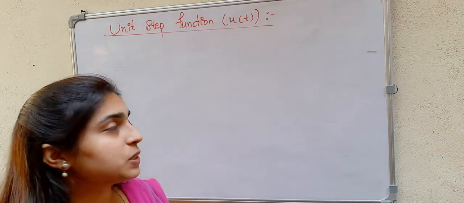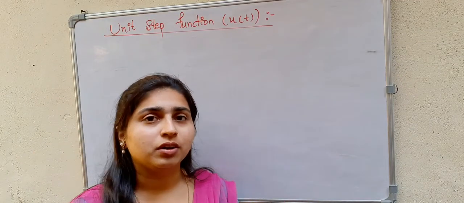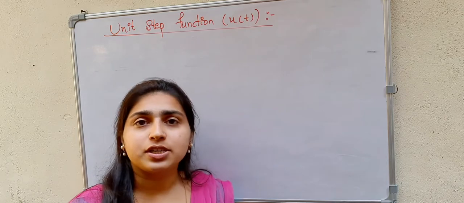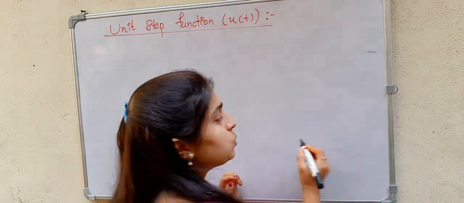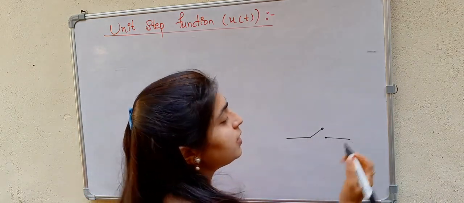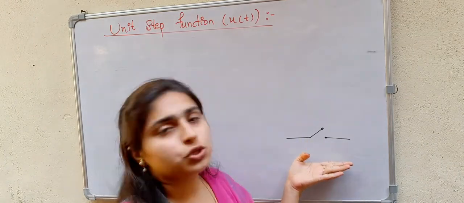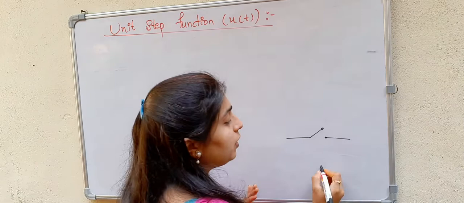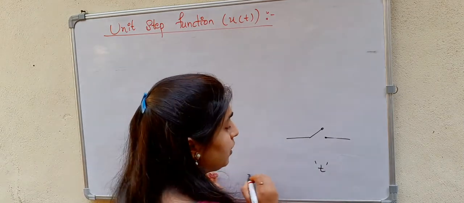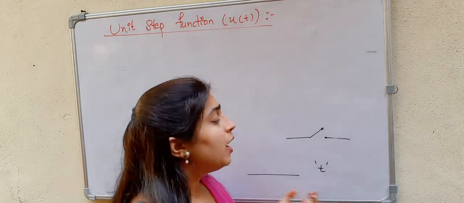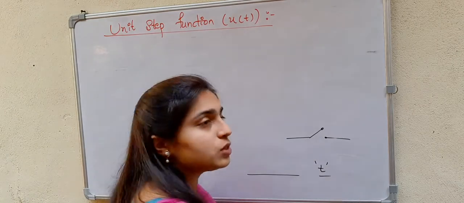In this video, I will explain the unit step function. Consider an electric circuit with a switch. I will do the switching operation. At a particular time, consider that the switch is in the off state, and at a particular time, I will switch it on.